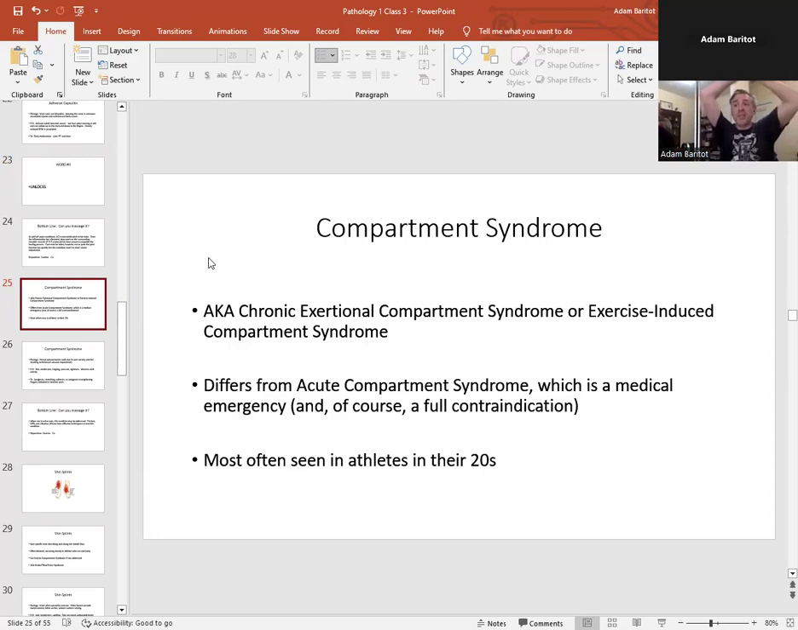Next condition on our list is compartment syndrome. It's also known as chronic exertional compartment syndrome or exercise-induced compartment syndrome. This is a chronic condition, therefore not acute. If you are faced with a client who has acute compartment syndrome, that is a medical emergency because it can lead to death. So we need to be careful of that. We're going to talk about the more chronic injury, often seen in athletes in their 20s. The last time I saw it in someone, the individual was 16 years old.